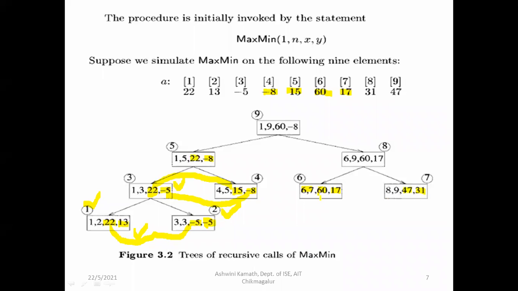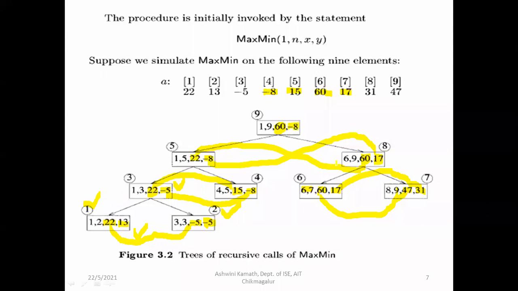Again in these two, 60 and 47 will be compared. 60 is larger, so the maximum element is 60. 17 and 31 will be compared. 17 is smaller, so 17 will be assigned here. Okay. Then in the next call, 22 and 60 will be compared. 60 is larger, so 60 will be assigned as max. Minus 8 and 17 will be compared. Minus 8 is smaller, so that will be assigned as min.